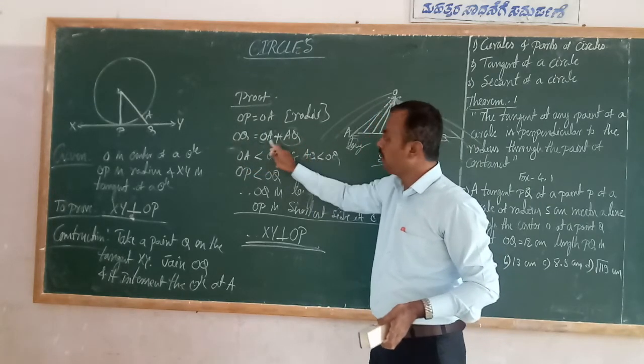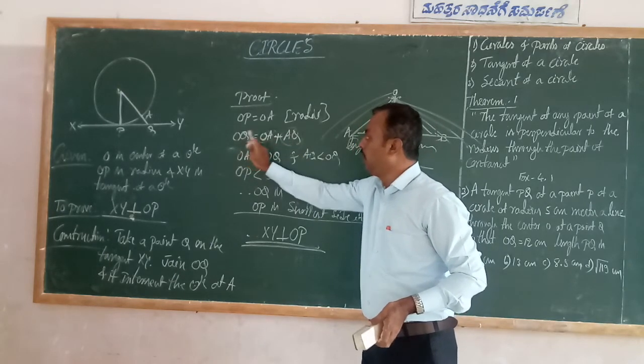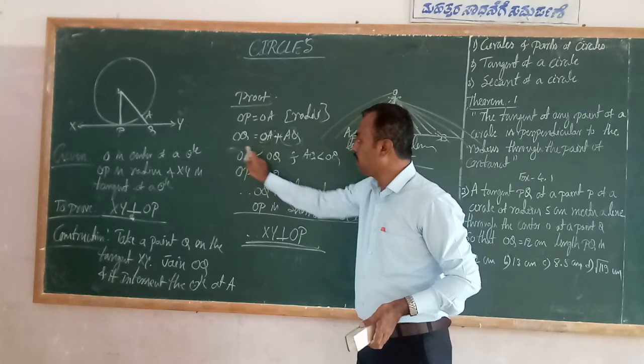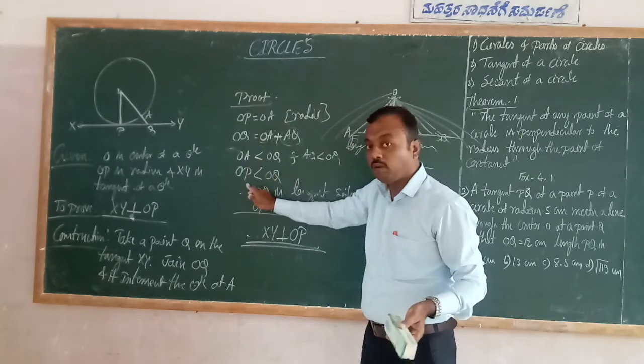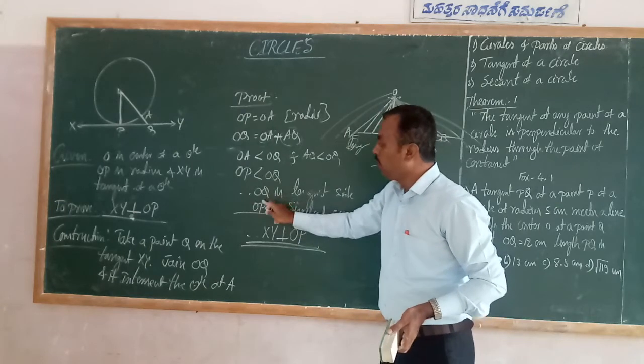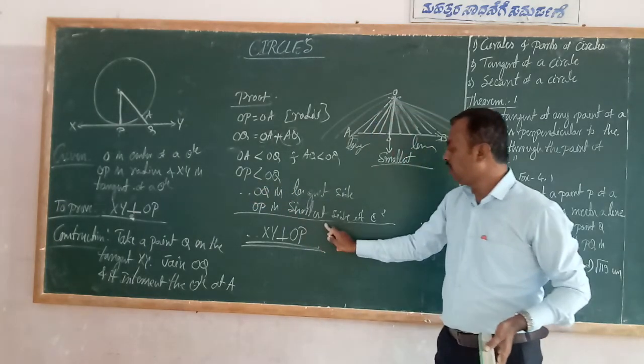plus AQ. This means that OA is less than OQ and AQ is also less than OQ. And also OA is less than OQ and OP is also less than OQ, because OA and OP are equal, being radii of a circle. See, OQ is the longest and OP is the shortest side of the circle.